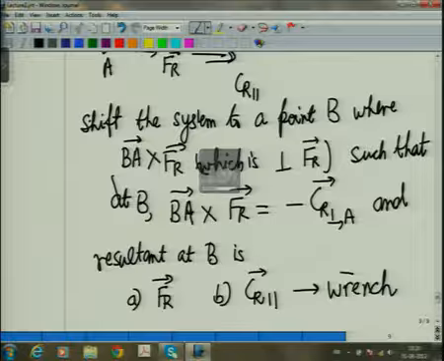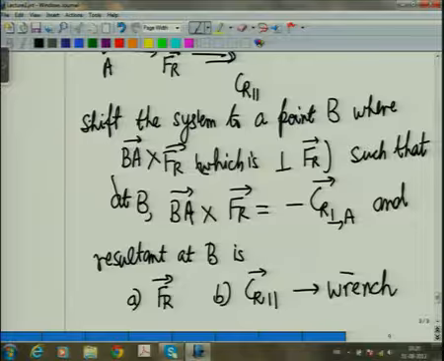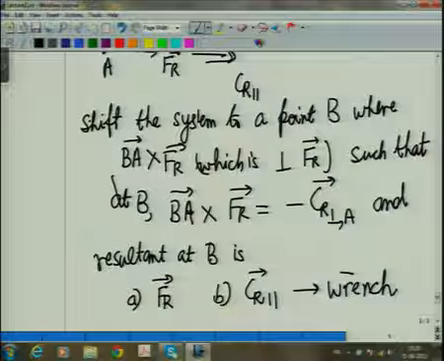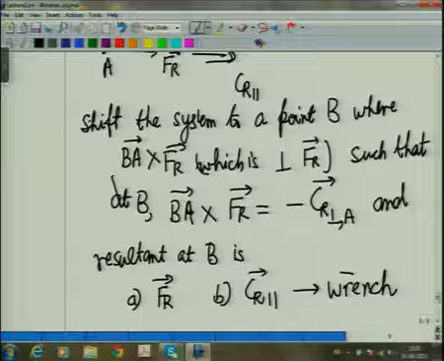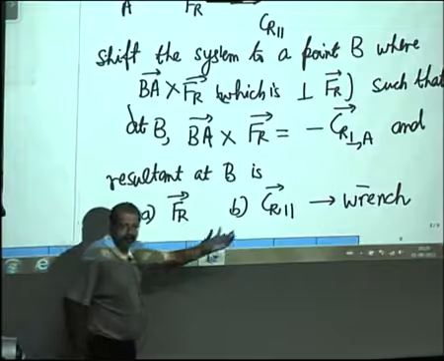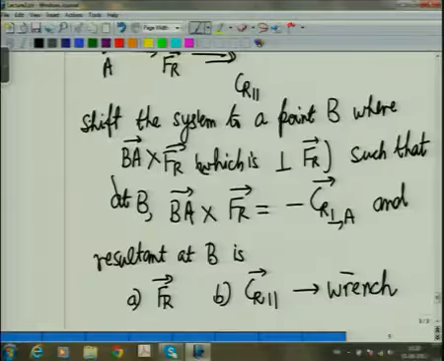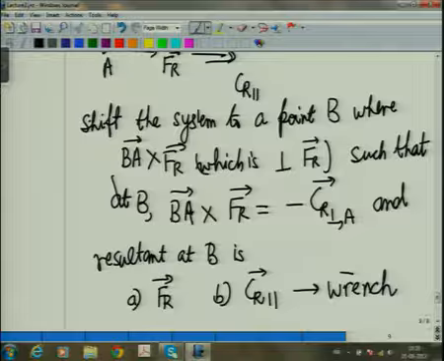So basically, we shift the whole system, given a system at A, to a point B, where VA cross FR, which is perpendicular to FR, at point B will be equal to minus CR perpendicular. So they will cancel out, and therefore the resultant at B will be just FR and CR parallel, which is what we have called a range. So this is the proof that for a general system we have a range. Okay, so this is for the equivalent force systems.